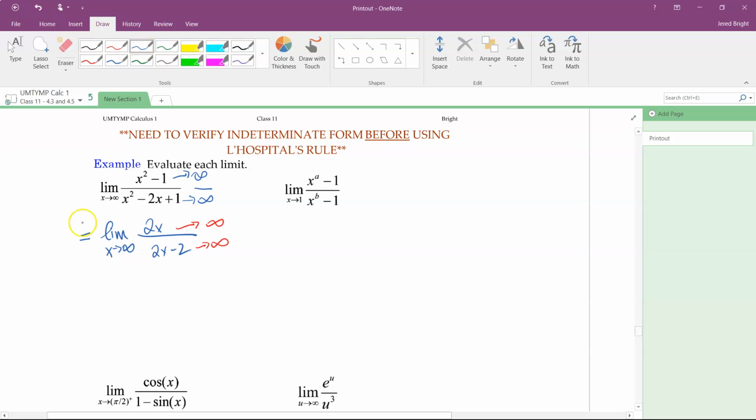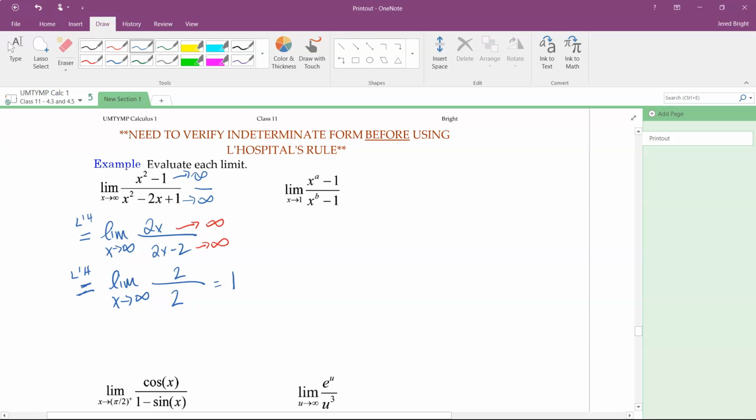So, okay, I can say then by L'Hopital's rule, and I just put this little LH over the equal sign to indicate I'm using L'Hopital's rule, that this is equal to the limit as x approaches infinity of the derivative of the numerator, 2, and I differentiate the denominator, 2, and this is equal to 1. Same thing as what we found before.